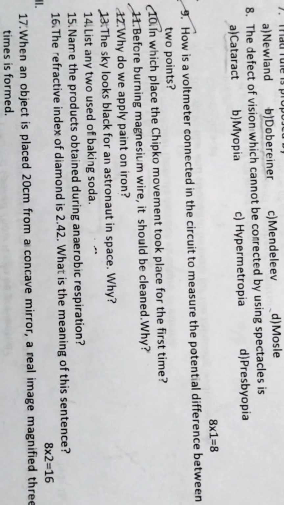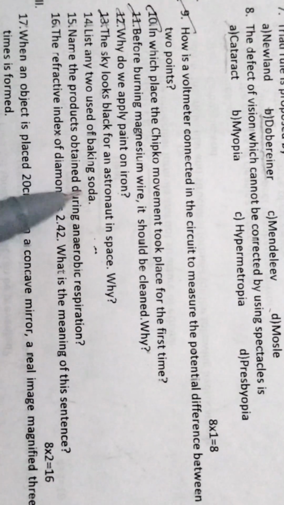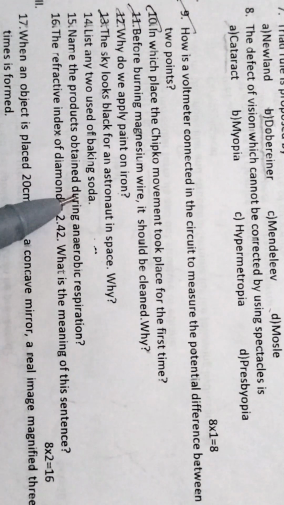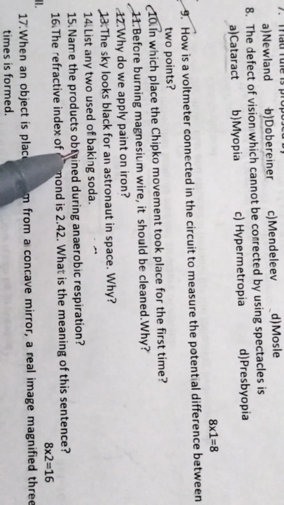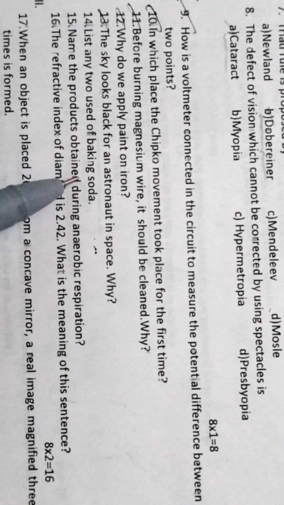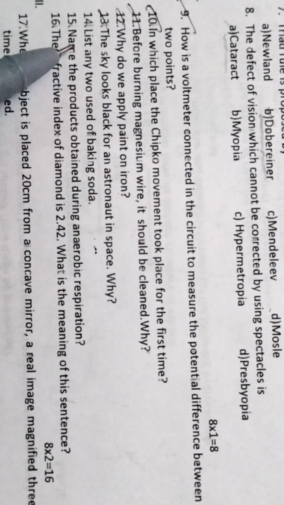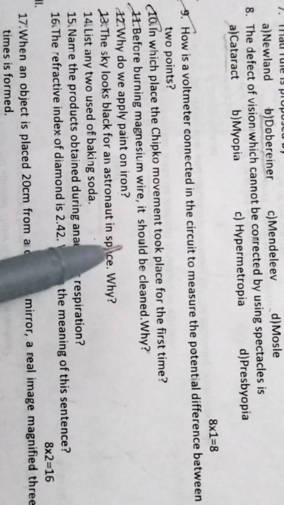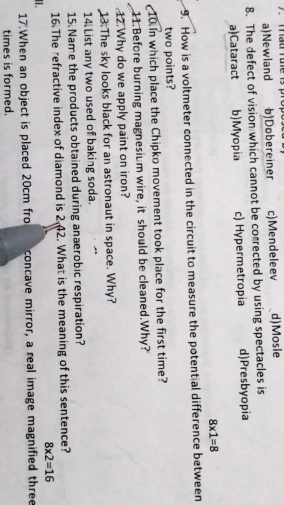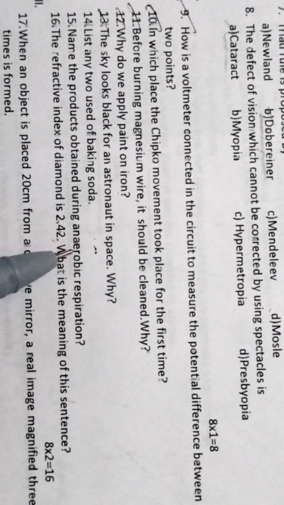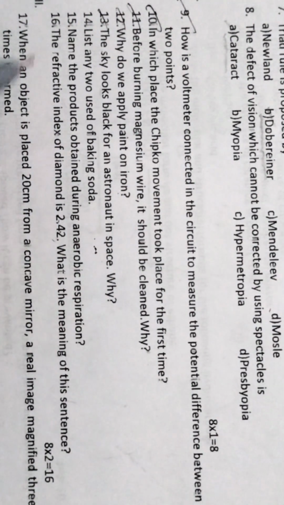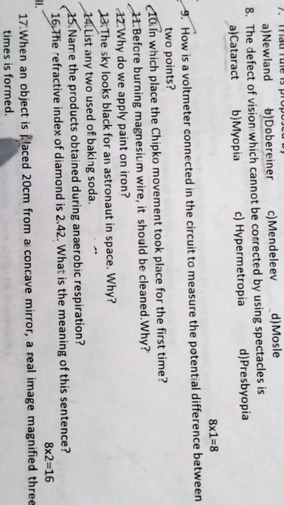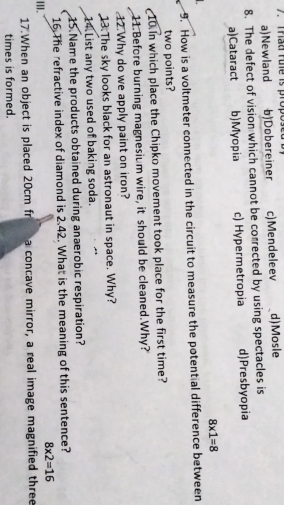Then the next question, list any 2 uses of baking soda. It is used in bakery to make bread and cake soft and fluffy. Second, it is used as an antacid. Then name the product obtained during anaerobic respiration. The products obtained during anaerobic respiration are carbon dioxide and ethanol.